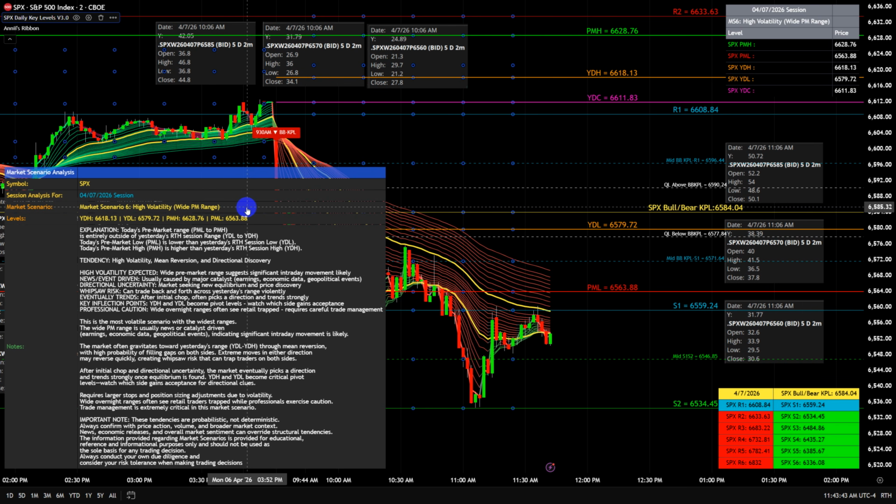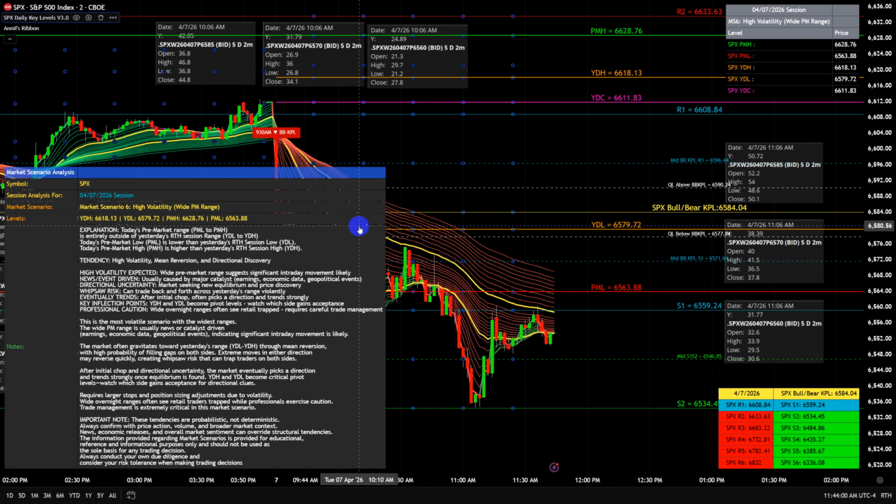So this indicator analyzes the market structure for the session, and at the first tick of the 9:30 open will give you not only what market scenario you're in here on this table, but also, if you have this table on, you can see the explanation for this market scenario along with the dominant tendencies, what to expect, key trading characteristics to keep in mind for this particular market scenario, and also what key levels take priority in this market scenario.